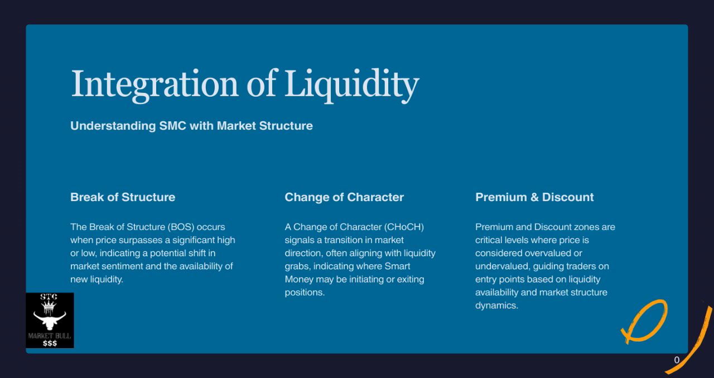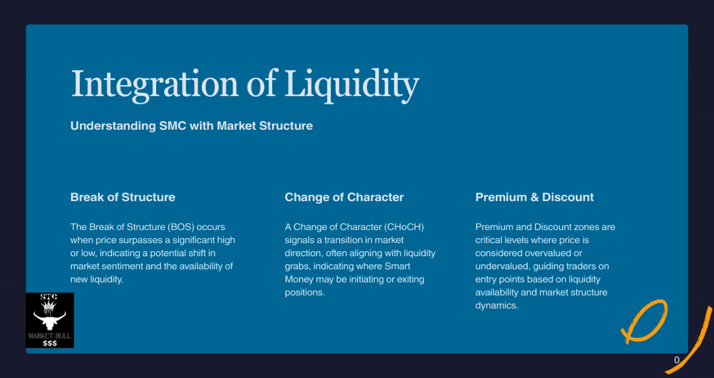Next, we have the concept of a change of character, or CHoCH. This is a key signal indicating that the market might be shifting direction. It often aligns with liquidity grabs, which are moments when the smart money may be initiating or exiting positions. Spotting a CHoCH helps us understand when the market is transitioning, giving us clues about upcoming moves.